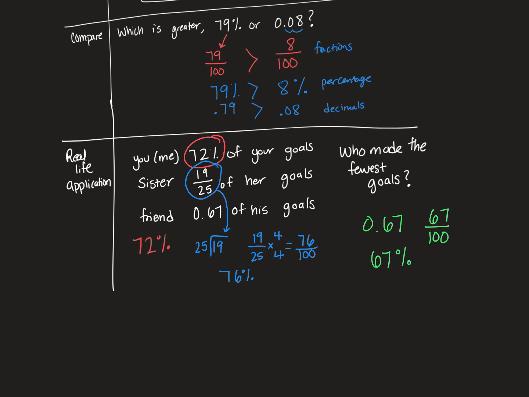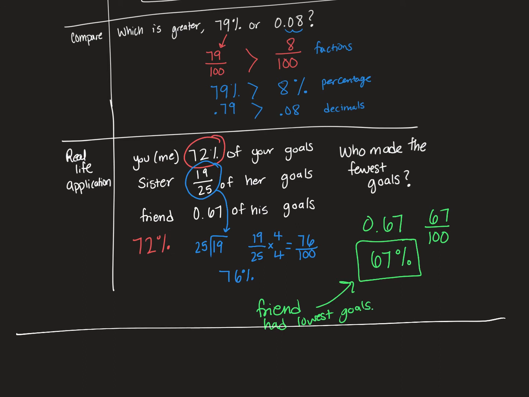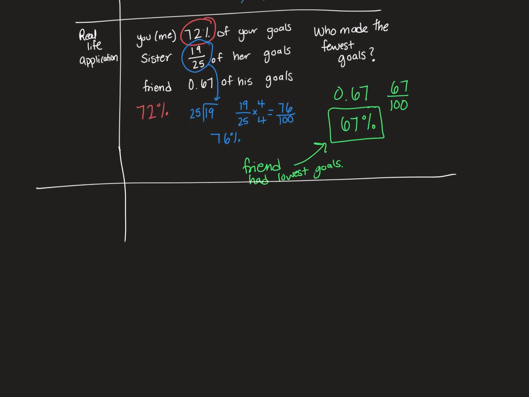So who made the fewest goals? Your friend did. Yay! So your sister's the best one. You're in between. And then your friend is the person that we need to take to tryouts to get some help, right? We're being so mean to our imaginary friend. So our friend had the lowest goals. It's okay. Our friend is going to keep practicing and they're going to get a lot better.